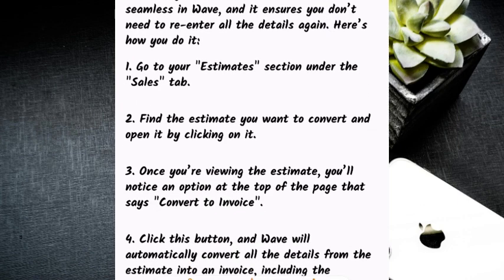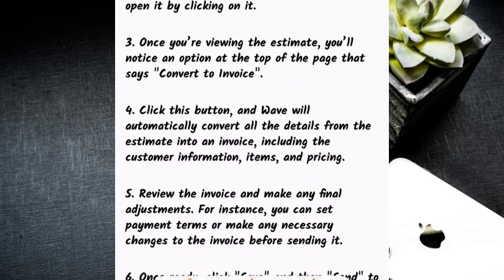First, you gotta go to your estimates section under the sales tab. Then you're gonna find the estimate that you want to convert and open it by clicking on it. And then once you're viewing the estimate, you'll notice an option at the top of the page that says convert to invoice. Clicking this button, Wave will automatically convert all the details from the estimate into an invoice, including the customer information, items, and pricing.